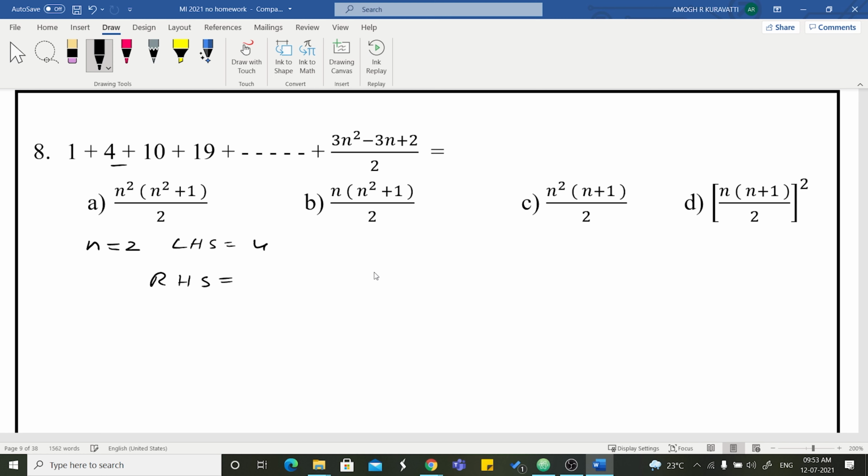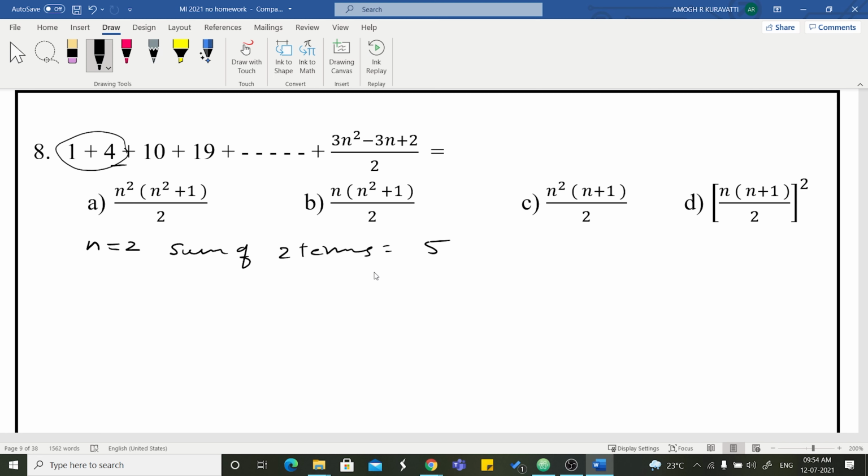This gave 4. Substitute n value 2 in these options and check which gives the answer. n is equal to 2 means sum of two terms. Sum of two terms is equal to 5. Substitute n value 2 in these options.